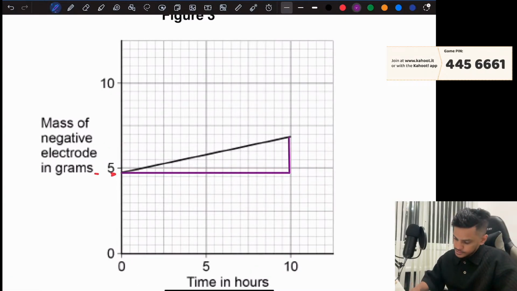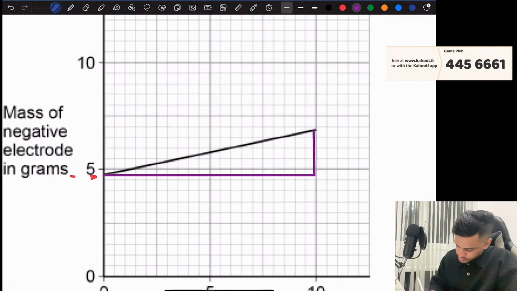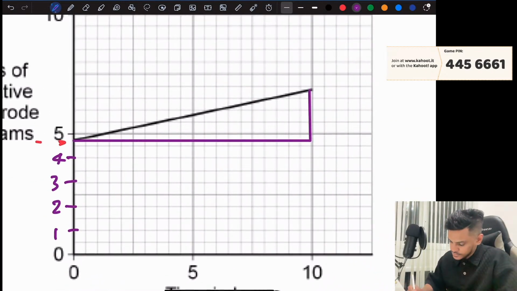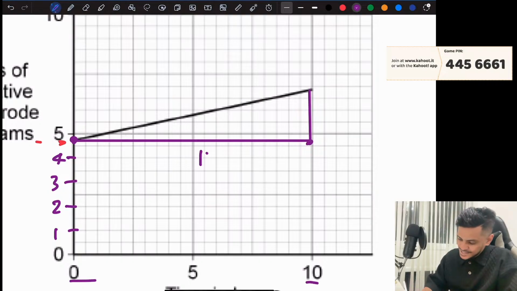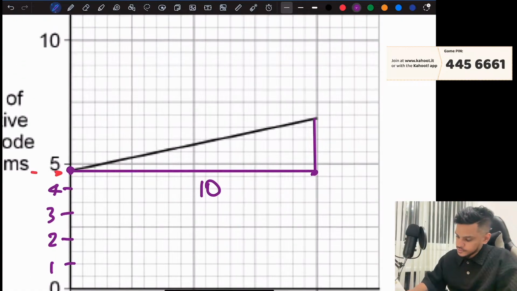Okay, so remember what I said. I said every 1 square is 1, right? So this is 1. We need to find out the change in y and the change in x. Change in y is very straightforward because it's going from here to here. We can read that from our graph, 0 to 10. That is 10. We need to know what the change in y here is. So what's the height of this?